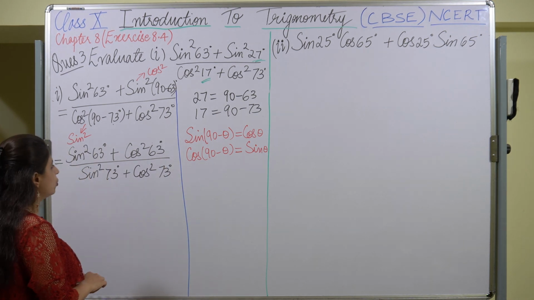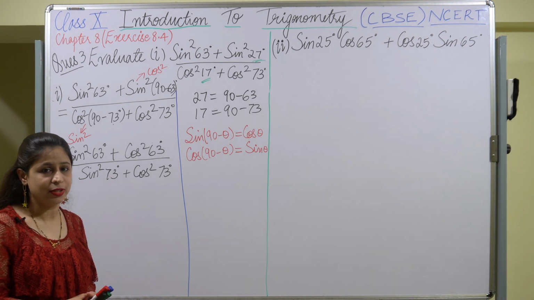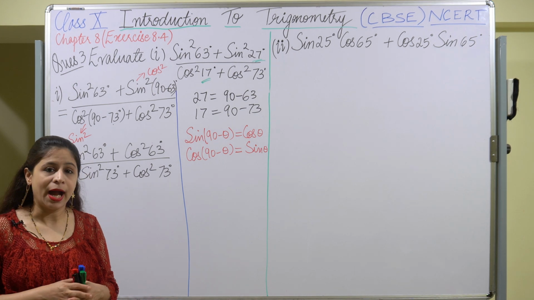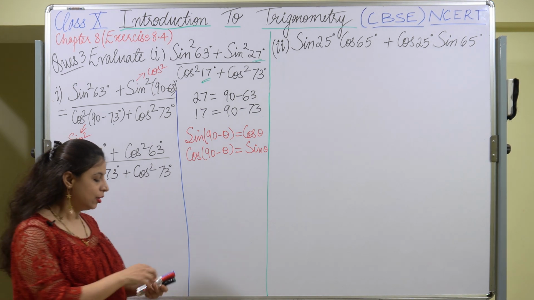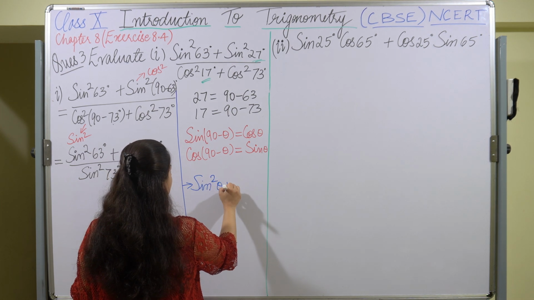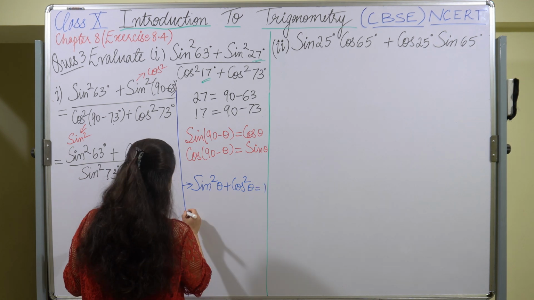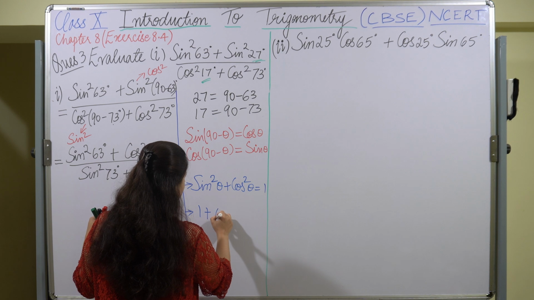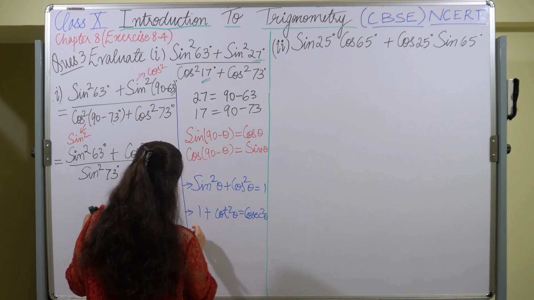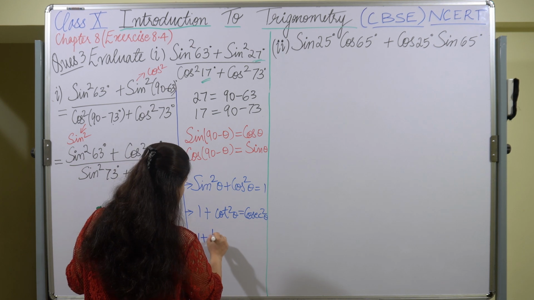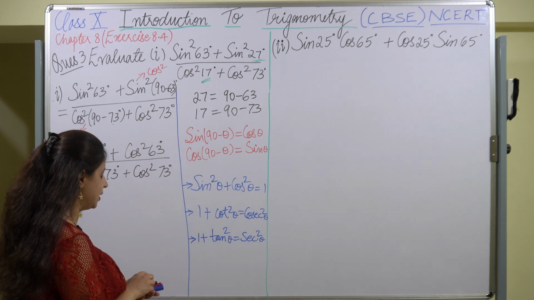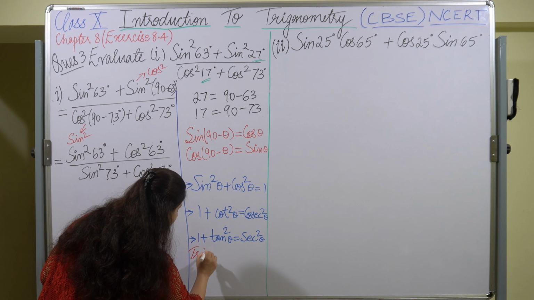Now we need to apply the trigonometric identities. What are trigonometric identities? The equations involving the trigonometric ratios are known as trigonometric identities. Basically we have three trigonometric identities. The first is sine square theta plus cos square theta equals 1. The second is 1 plus cot square theta equals cosec square theta. And the third is 1 plus tan square theta equals sec square theta. These are the trigonometric identities.